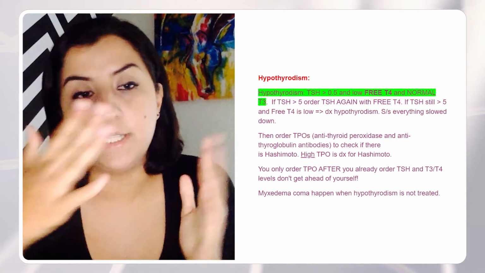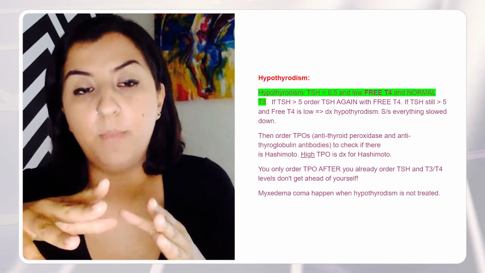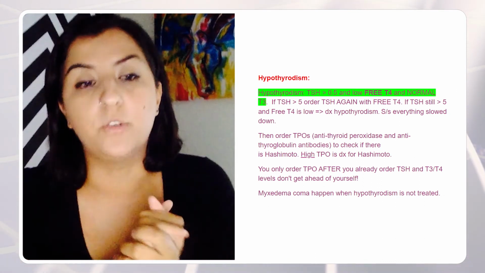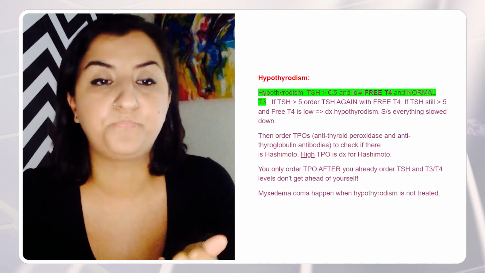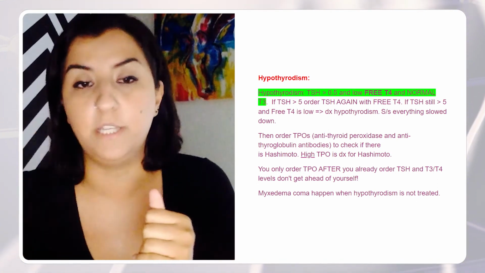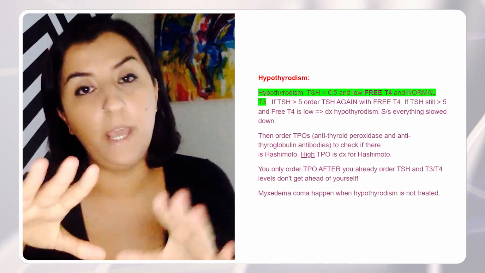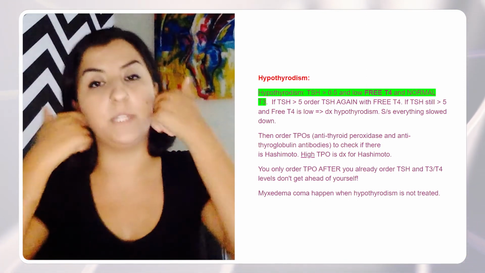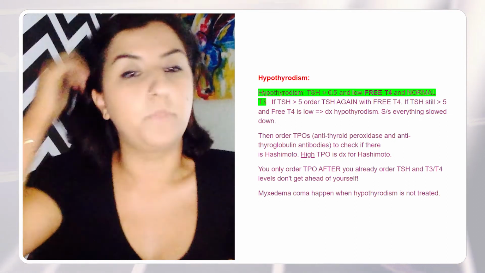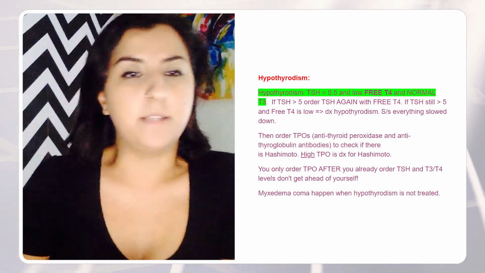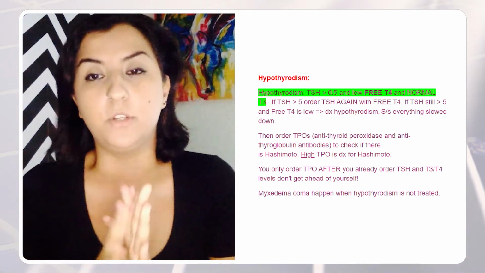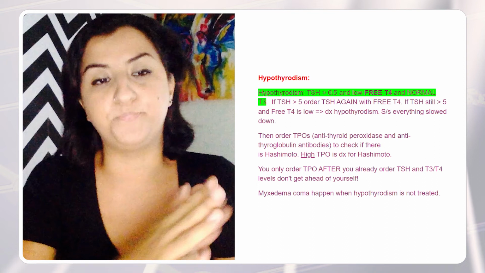So if you do all these things, you diagnose your hypothyroidism, then the TPOs are high, that's your diagnosis of Hashimoto's. You only order TPOs after you already order TSH and T3 and T4 levels. Don't get ahead of yourself. They're going to try to confuse you in the test, like, oh, what do you order next? The patient has these signs and symptoms. TSH is more than 0.5. What do you do? Blah, blah, blah. No. Go in order. Follow the order.